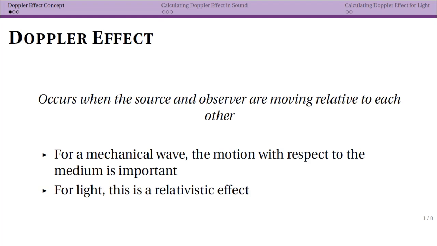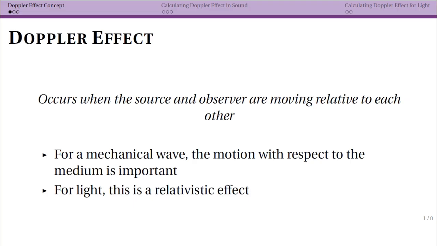The last section of this chapter covers something really cool, which is the Doppler effect. I'm going to start by going through the concept behind the Doppler effect, since it can be a little tricky to understand, and then we'll look at the equations for two separate scenarios. We have to think about sound separately from light in this case.